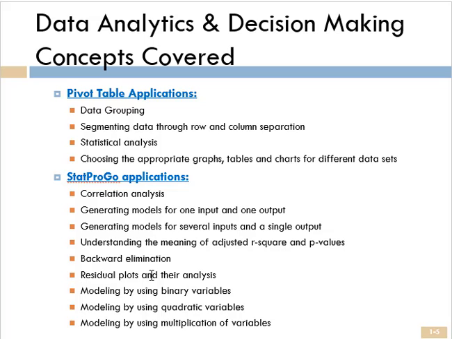We talked about residual plots and their analysis, modeling by using binary variables. If a variable has output 0 or 1, then we need to use binary variables. The variable could be qualitative, such as yes or no, then we need to use 0 or 1. Or it could be yes, no, and maybe, 3 options for the variable, then we can use 0, 1, and 2 for each one of those. 0 could be no, 1 could be maybe, 2 could be yes. And we could do several binary variable approaches in such a fashion.